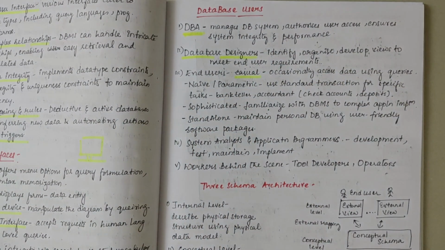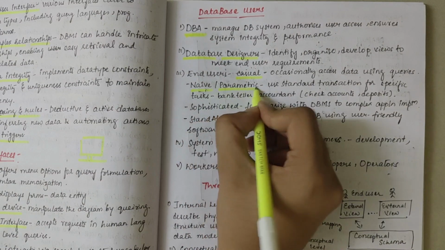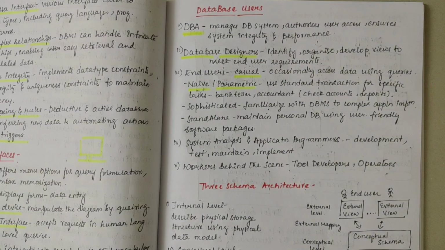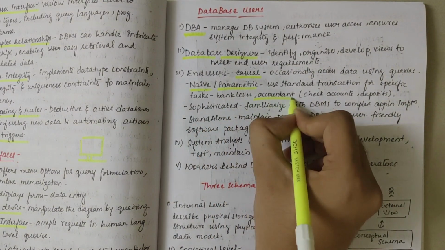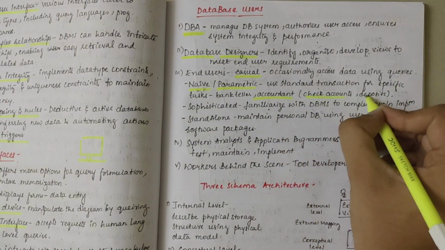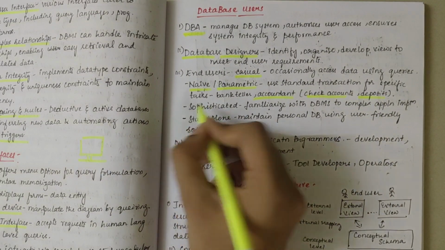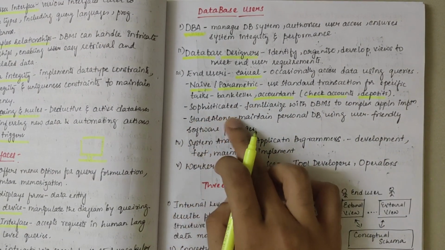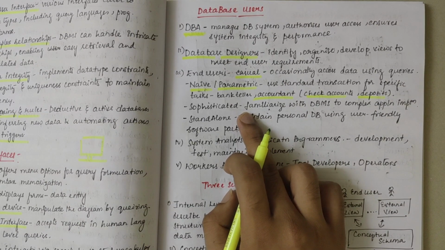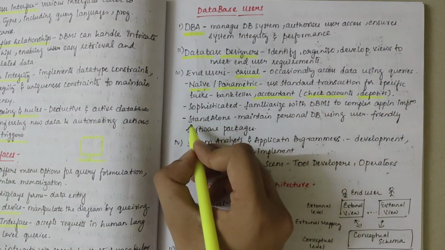Then we have the casual users, who occasionally access the data using normal queries. Then we have the naive or parametric users. These users have a standard set of functions to be performed. For example, a bank accountant has a standard set of operations, that is to check the accounts or deposits. So they use only specific queries for that purpose. Then we have the sophisticated users, the ones who are familiar with complex database queries and complex topics, who could be considered under sophisticated users.